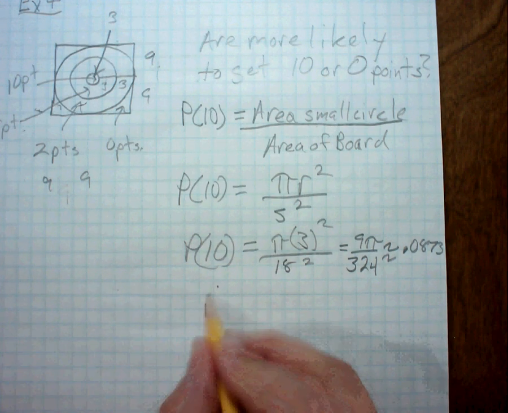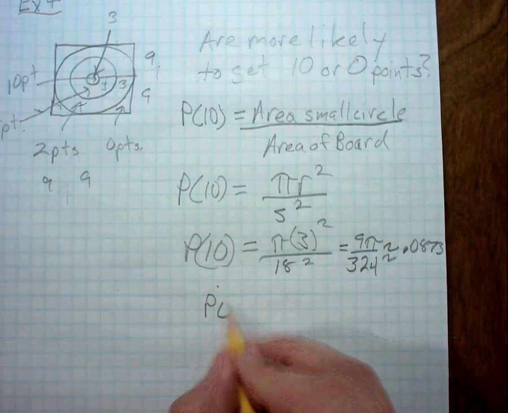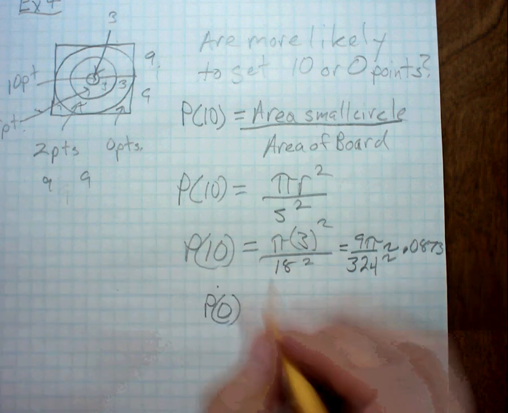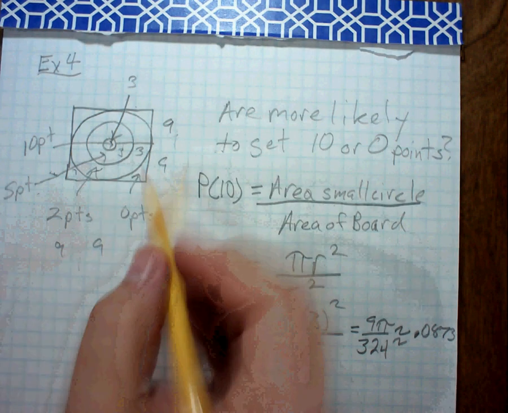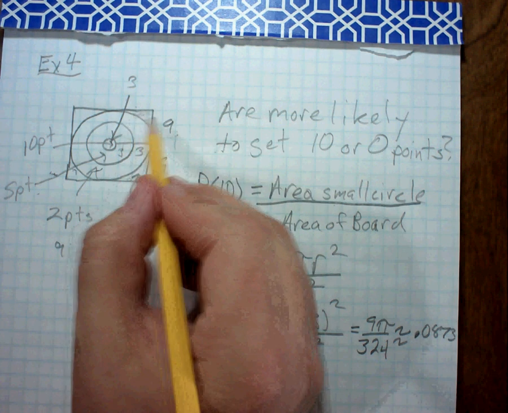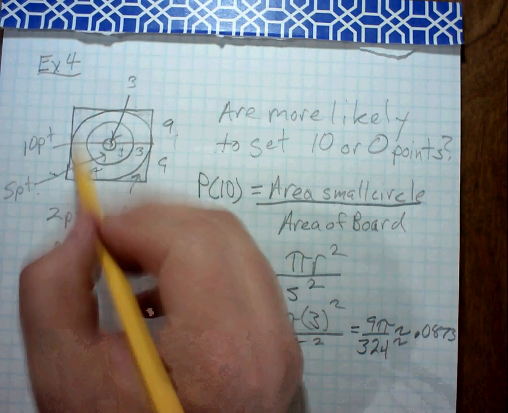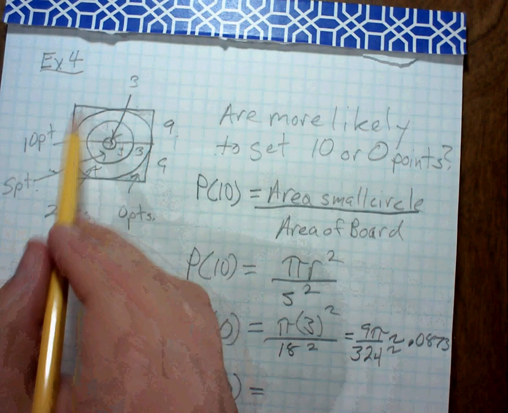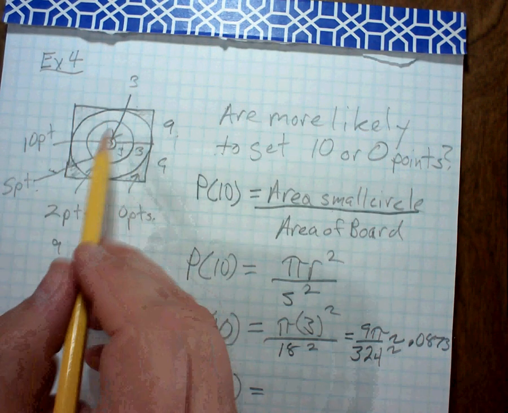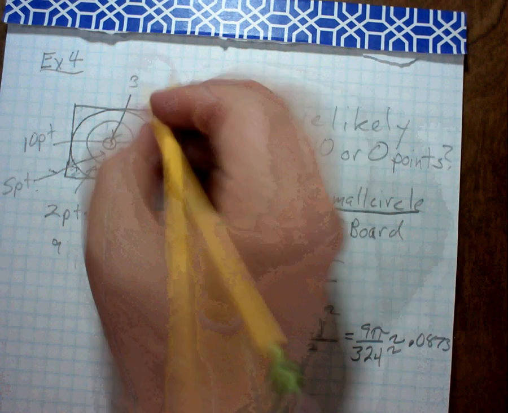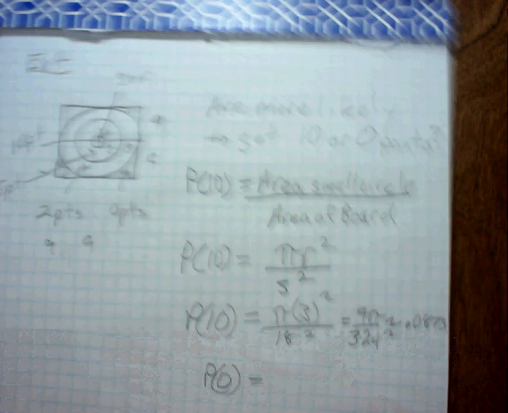Now the probability of 0, we could think of this a couple of ways. I have to figure out the area of this little chunk here, and the area of this little chunk here, and the area of this little chunk here. But isn't that the total area of the square board minus the total area of the biggest circle? Does that make sense?